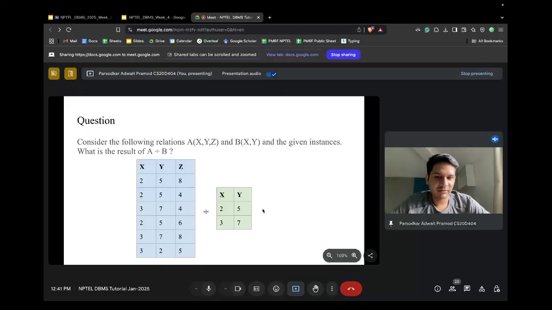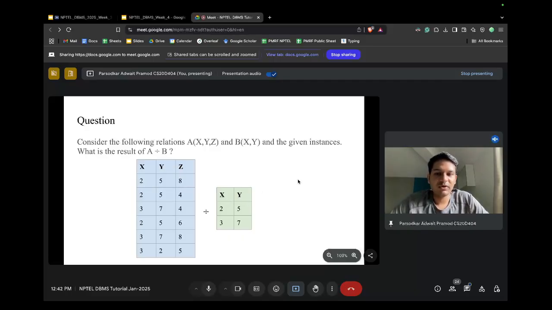So is everyone comfortable over here with the division operation, or do you want me to solve this question and explain it to you? Okay, so let me explain how to solve the division operation, because it is slightly trickier than other operations. Let us consider this example wherein you have x, y, z in the first table and x, z in the second table.